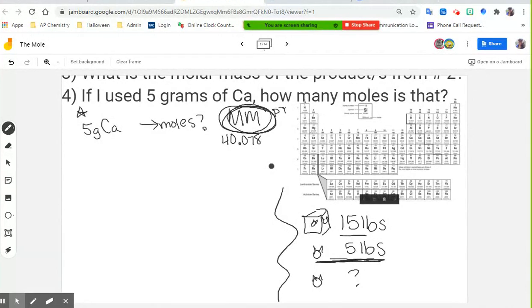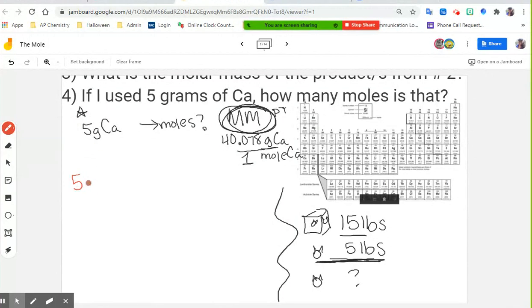Make sure you look at it. 40.078 grams per 1 mole. So if I know that, I'm going to put this word: 40.078 grams per 1 mole of calcium, right? Okay, so knowing that, now let's look at how we're going to set this up, because today you're going to see a T-chart on your assignment.